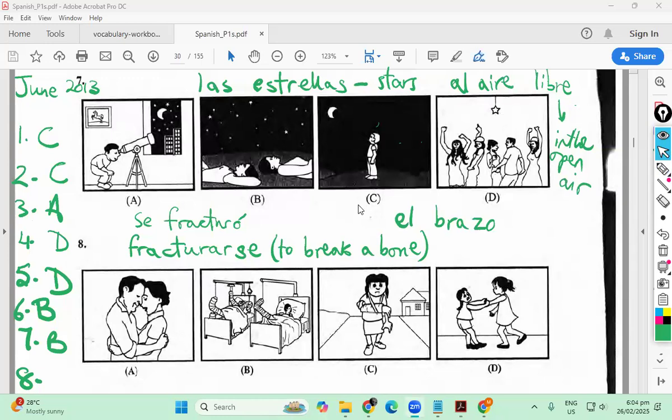Why is it C and not B? Because in B, they've broken many things. El brazo, las rodillas, their knees, their legs, everything, right? But she has broken her arm alone, right? So se fracturó el brazo. Okay, so 8C.